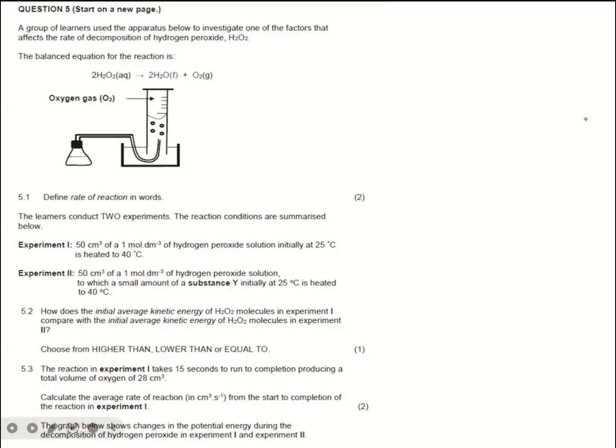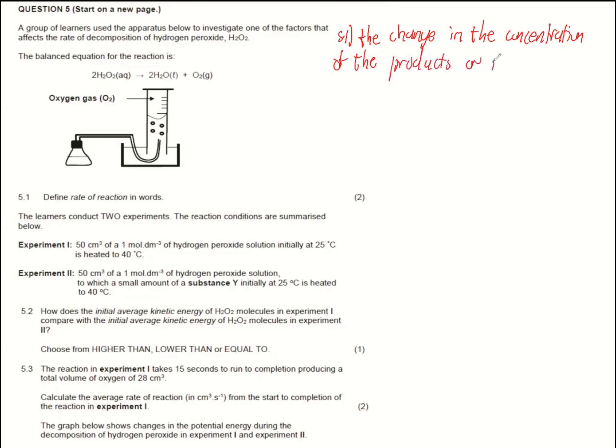So we are going to say rate of reaction is the change in the concentration of the products or reactants per unit time.